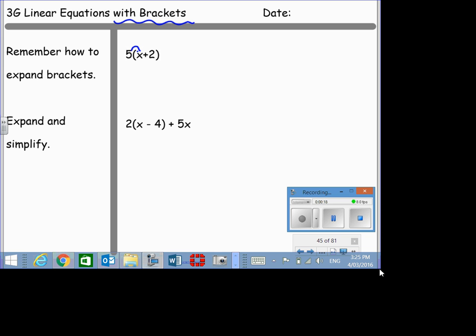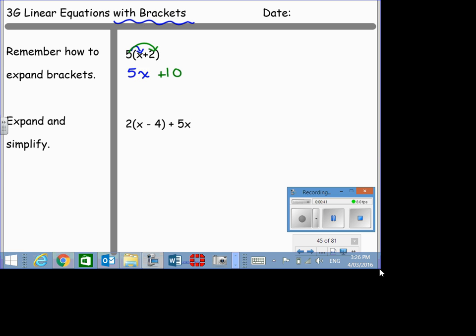5 times (x plus 2) means that we're actually multiplying 5 by x and 5 by 2. So what we'll write down is 5 by x is 5x. And then 5 by positive 2 is a positive 10, so we put the positive 10 next to it.